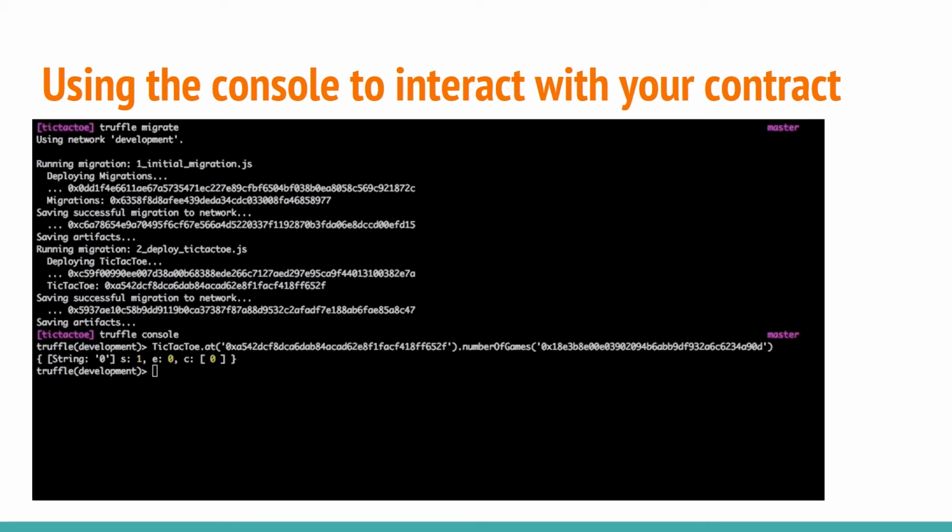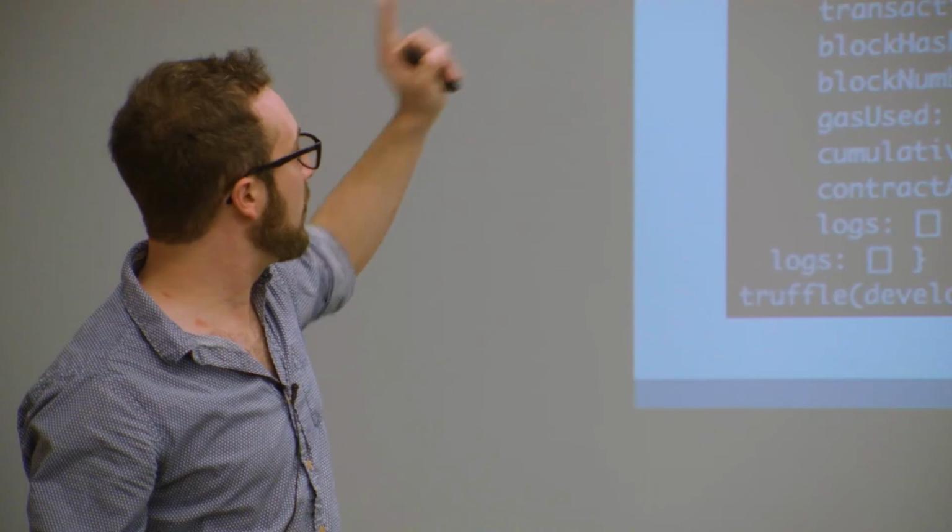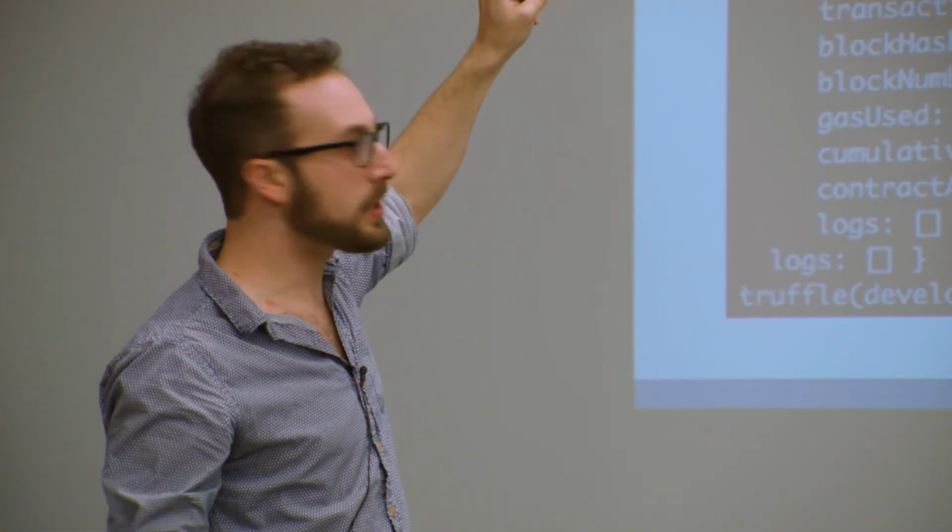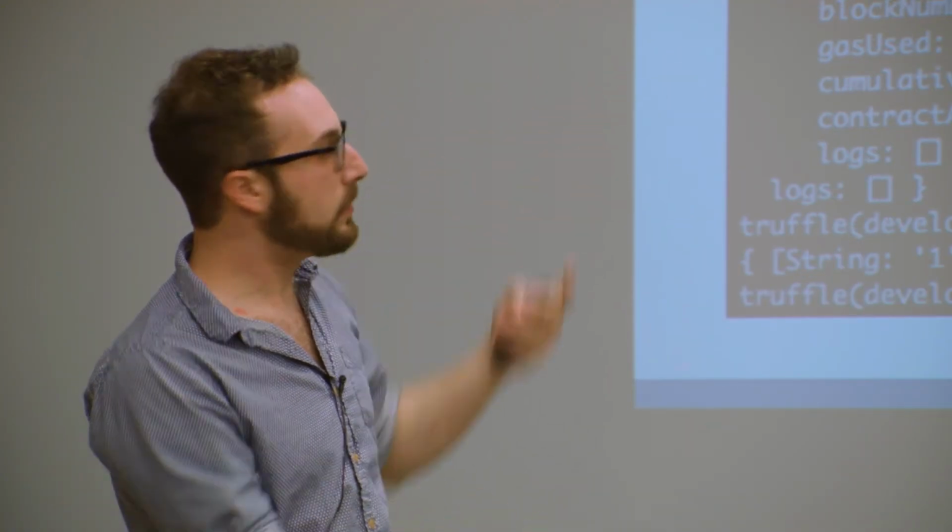But what Truffle also allows you to do, and this is my favorite part, is it allows you to interact with your deployed contract on the blockchain through a console. Oh. So yeah, it's pretty cool. It's a REPL. What you can do is if you take the address of the deployed contract, you can then say tic-tac-toe, which is the contract name, at this address, and now you can start interacting with it.